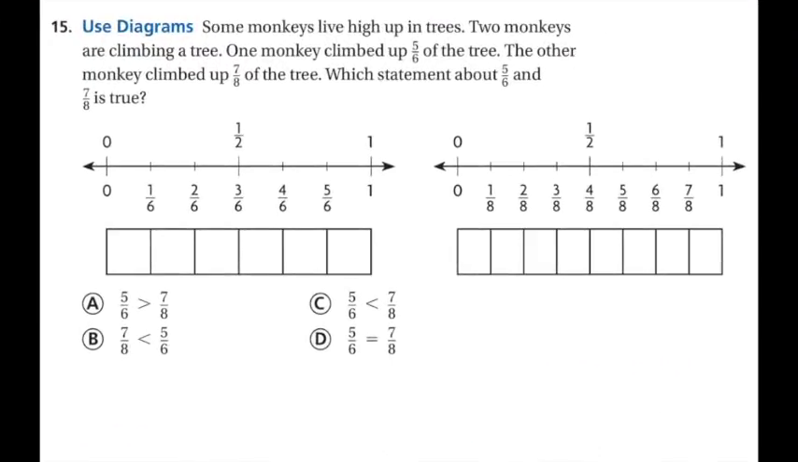Let's look at number 15. Some monkeys live high up in trees. 2 monkeys are climbing a tree. One monkey climbed up 5/6 of the tree. The other monkey climbed up 7/8 of the tree. Which statement about 5/6 and 7/8 is true?